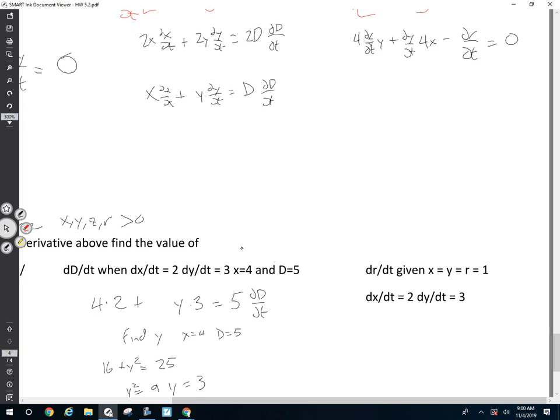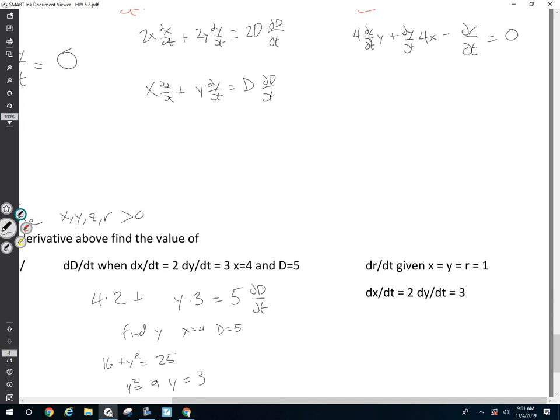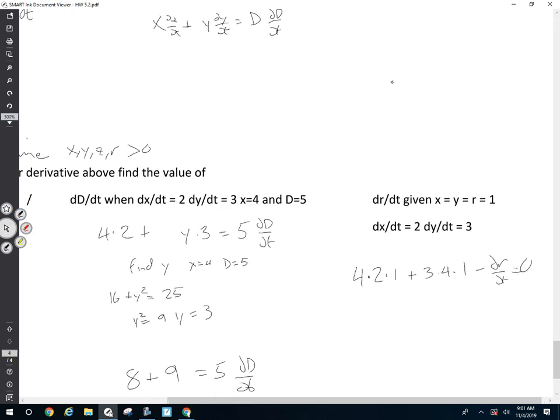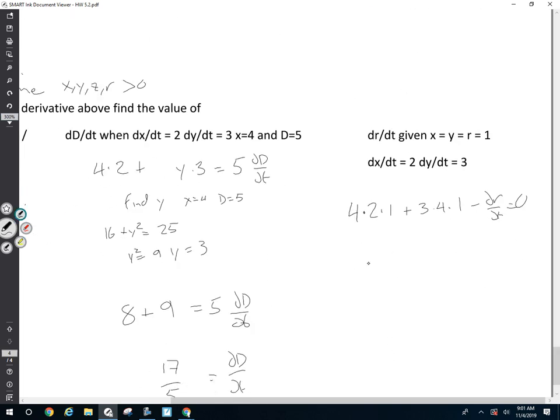Find dr/dt, given x equals y equals r, which is 1. dx/dt is 2, dy/dt is 3. So dx/dt times y times 4, plus dy/dt times x, minus dr/dt equals 0. 8 plus 12 is 20. dr/dt will equal 20.